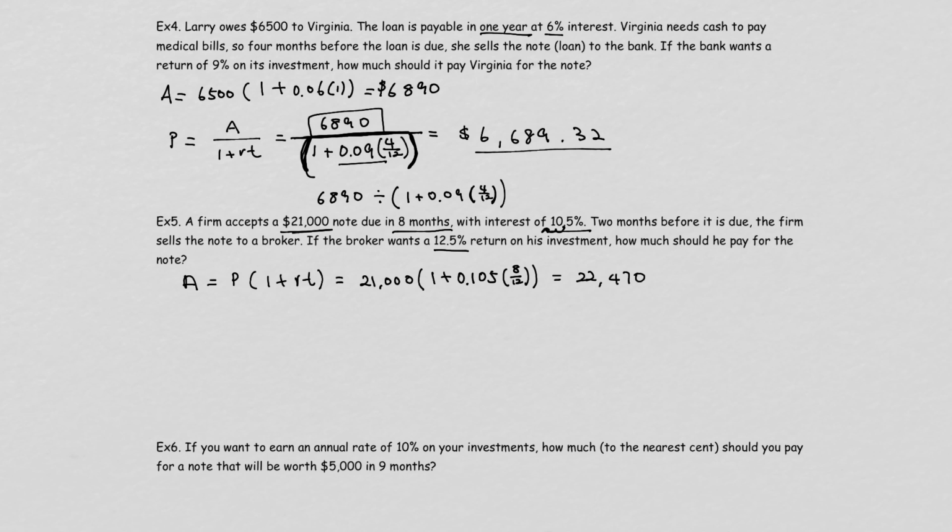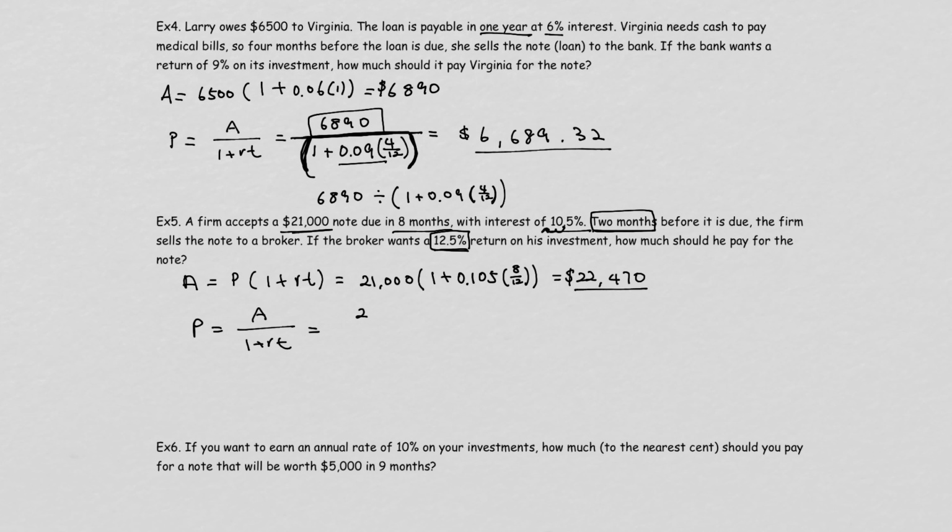So that's how much this loan is worth at the end of 8 months. But they're selling this 2 months before. So if you want to make a 12.5% return in that 2 months, let's see how much the principal has to be. Your principal has to be the amount over 1 plus rt.